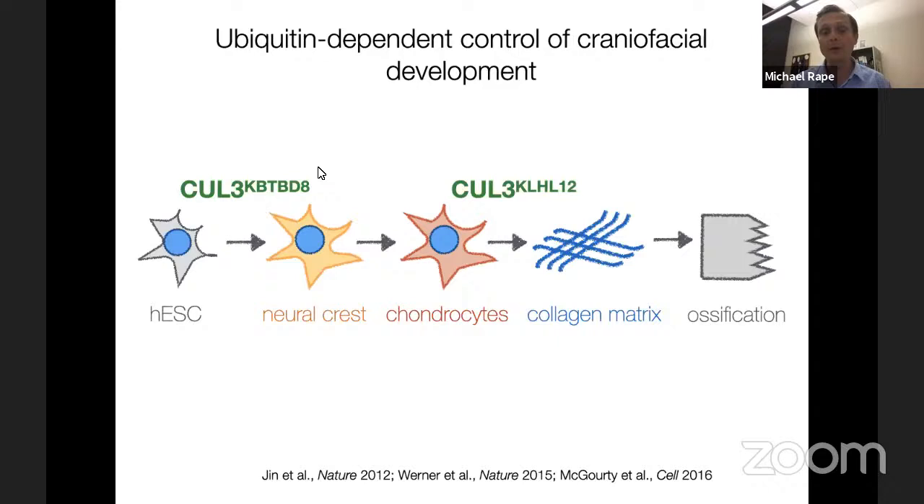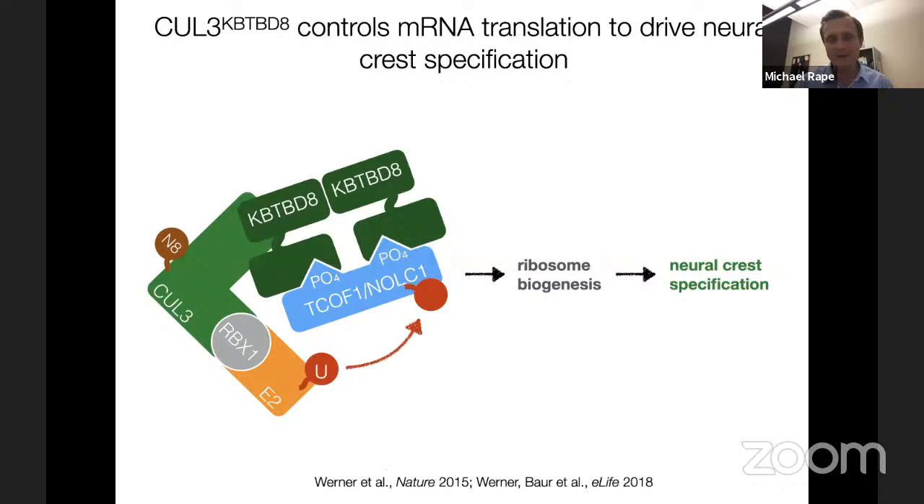This enzyme was interesting for multiple reasons, one of which was the biochemistry of it. So Cullin-3 KBTBD8 is in its architecture shown here. KBTBD8 is an adapter protein that recruits the substrate for ubiquitylation, and the key substrates here were these two proteins, TCOF1 and NOLC1. What is important to note right from the beginning is that it was a homodimer that acts as a substrate adapter for this enzyme.